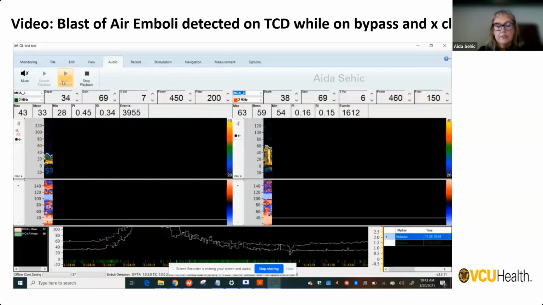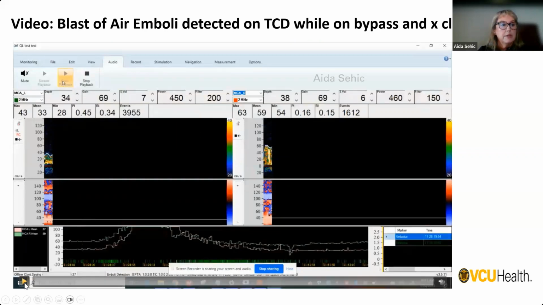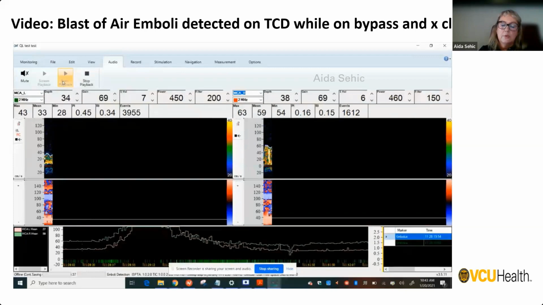So now I will start the video. The video lasts several minutes. It is recorded on DWL Doppler Box X system. It presents this whole event of emboli detection, identification, and elimination of the source from a loose perfusion connection that actually led to a change of our entire perfusion practice.